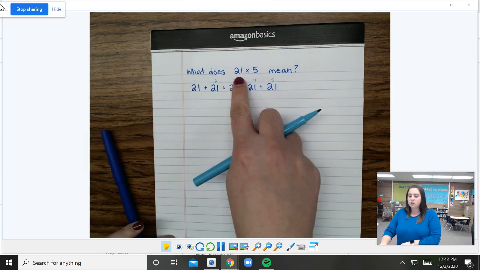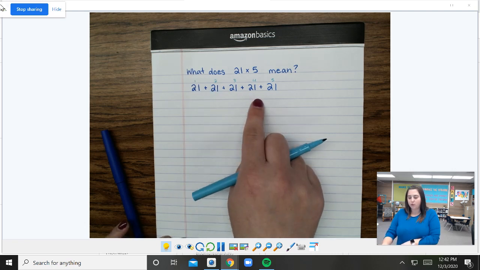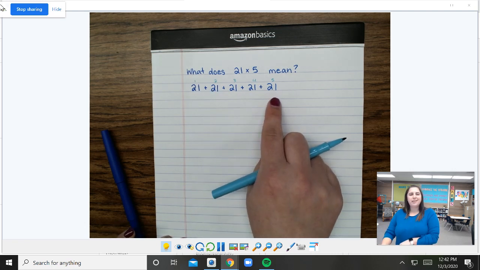So if I was trying to solve this problem, I could do 21 plus 21 plus 21 plus 21 plus 21. But I don't know what that is off the top of my head.